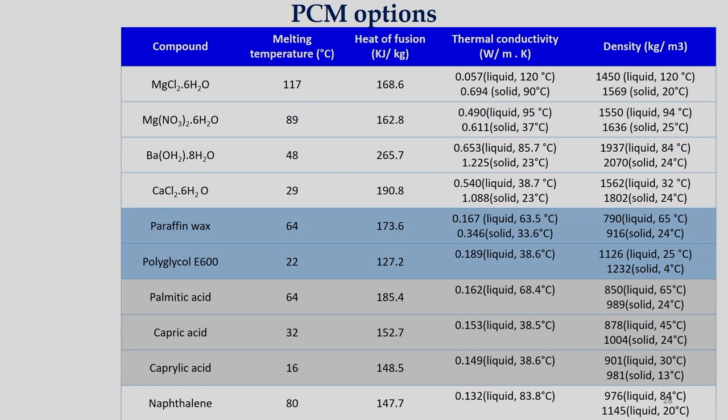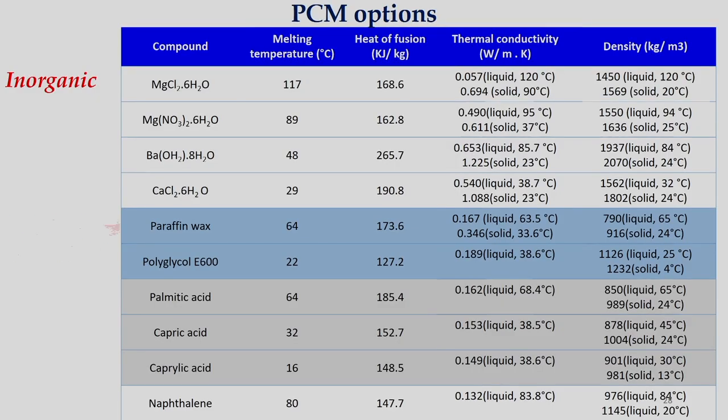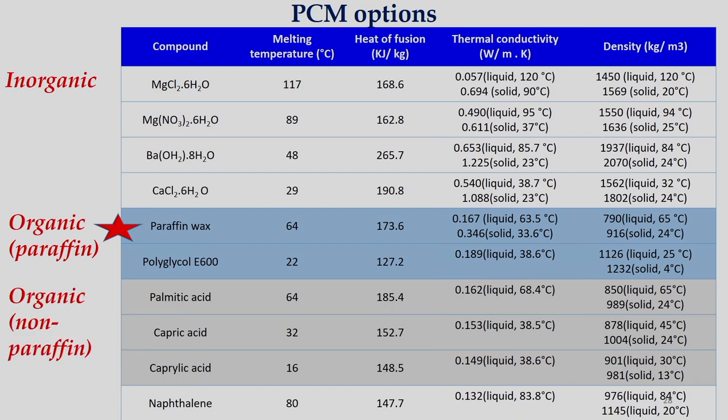So we have many options of using phase change materials. You can see the list of compounds with melting temperature, heat of fusion, thermal conductivities and density. So we can select based on the applications of a particular process.